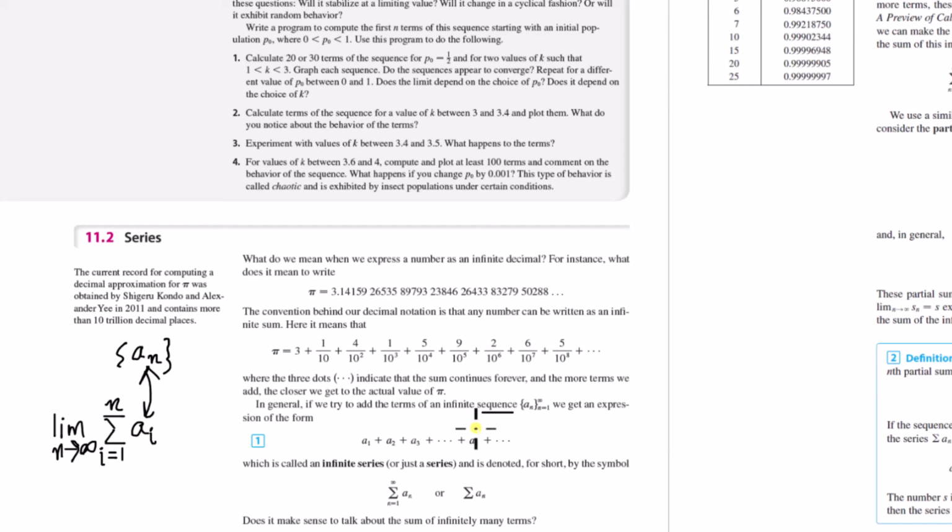that's what a series is going to be. You're summing all of the terms of a sequence. That's kind of the most common scenario. So if you're summing the terms of an infinite sequence, that's called an infinite series, or just series.